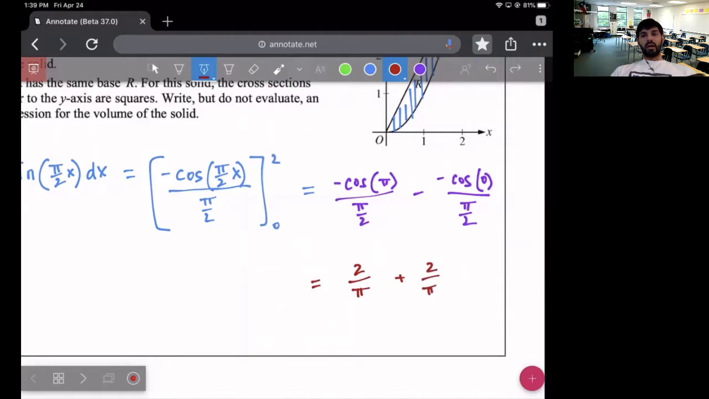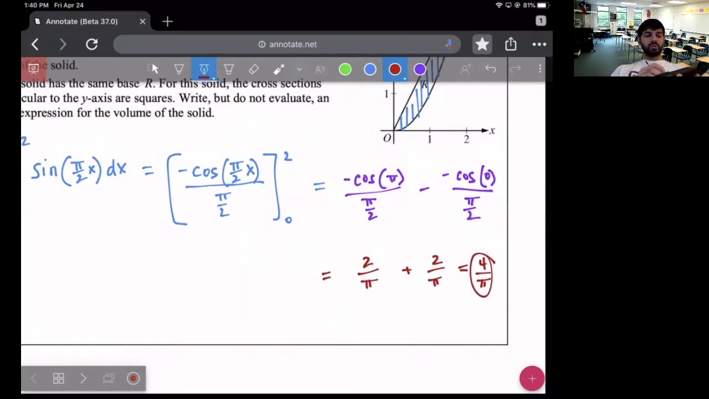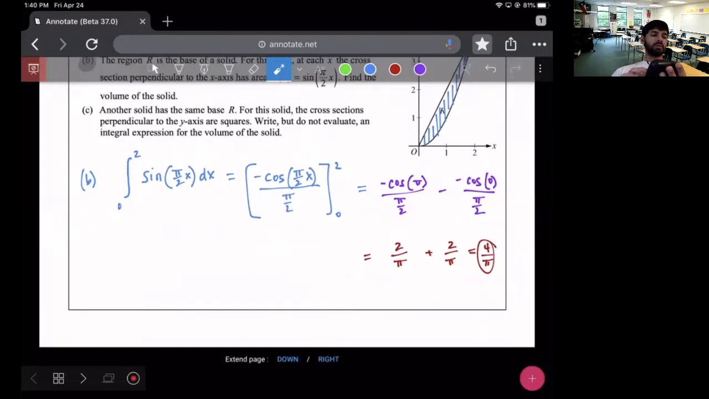If you're not sure how to add these two together, they have a common denominator. This is 4 over pi. Or you could just leave it like this and not waste time writing the 4 over pi. Either way works.